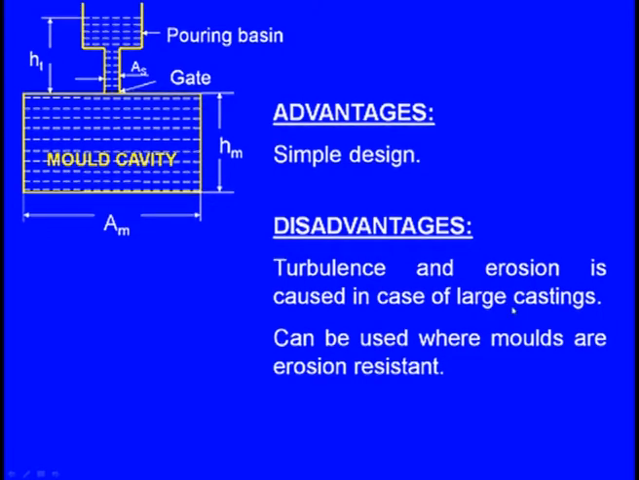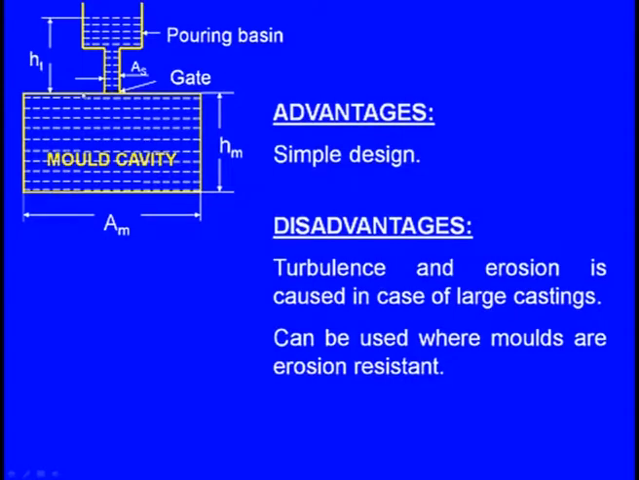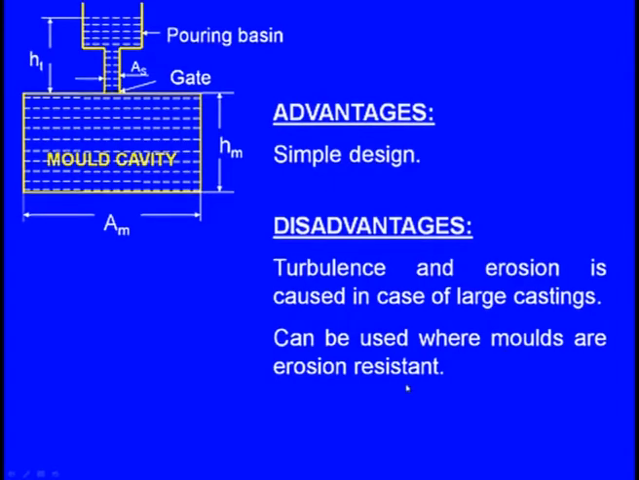Then what are the disadvantages? Turbulence and erosion is caused in case of the large castings. If the casting is a small one, or the mould cavity is small, then we pour the molten metal from the top, it does not matter. But if it is a large casting and we pour a large quantity of molten metal from the top gate, then from the choke the molten metal falls at a very high speed and hits the bottom surface of the mould cavity. Because of that, erosion takes place and because of that, turbulence takes place. So, this is not useful for large castings. It will be useful only for small castings, and can be used where moulds are erosion resistant, where we think that erosion cannot take place. In such a case, we can use the top gating system.